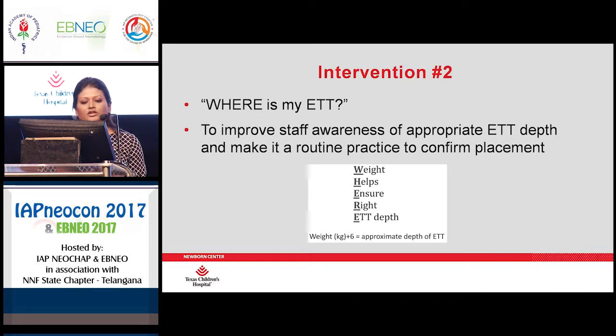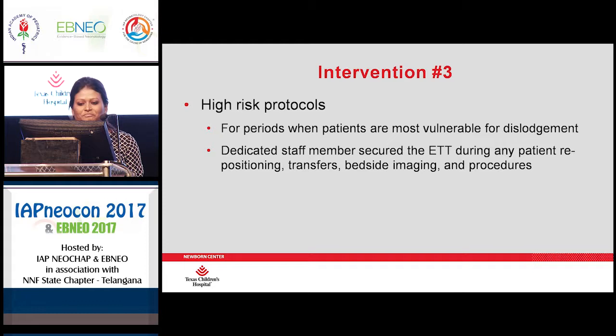And their second intervention is called Where is my ET tube? This was because they were noticing that many times the ET tube wasn't in the proper position. So to improve staff awareness for the ET tube depth and make it a routine practice to confirm placement, they made it so that every shift a nurse checks and calculates this. So just for people to remember easily, they developed this acronym. WAIT helps ensure right ET tube depth. As you can see, our team loves acronyms.